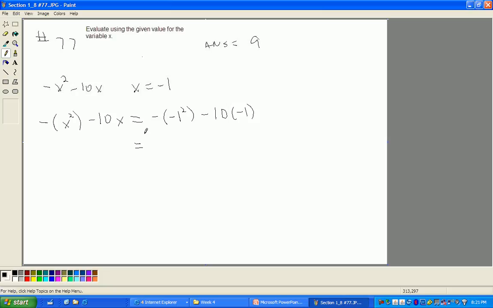Here's why it was important to put that negative on the outside: -1 squared is actually going to be +1. So we have a negative times 1, minus 10 times -1, which gives us -10. A -10 with a negative right there turns into a +10. Now we just need to do addition. This negative in front of the 1 makes it -1. So we have -1 plus 10. We know from the last section that -1 plus 10 is equal to 9. And sure enough, that's our answer.